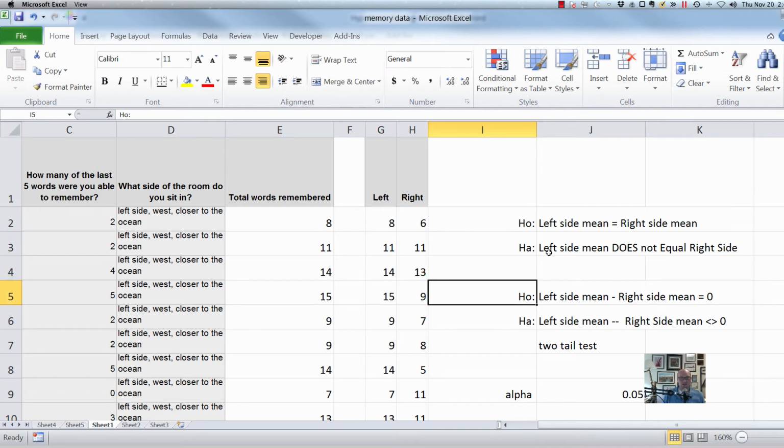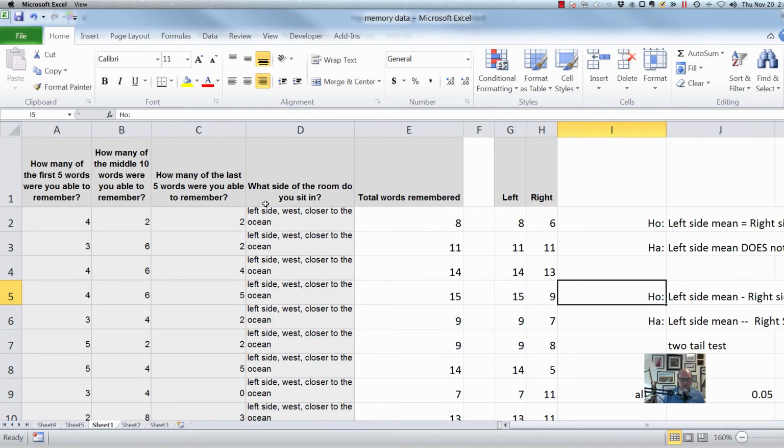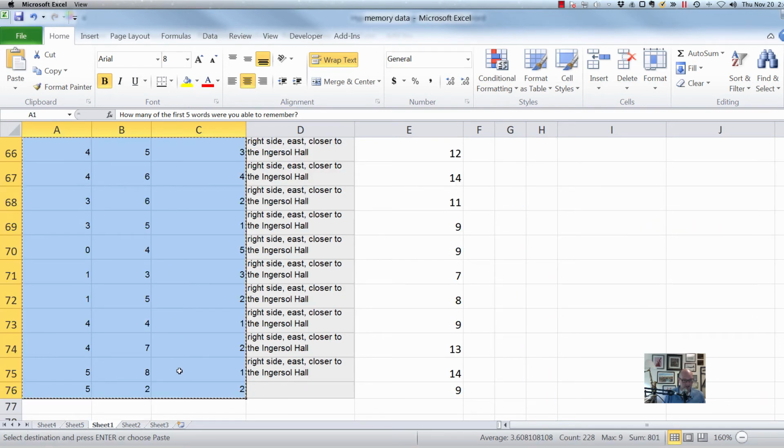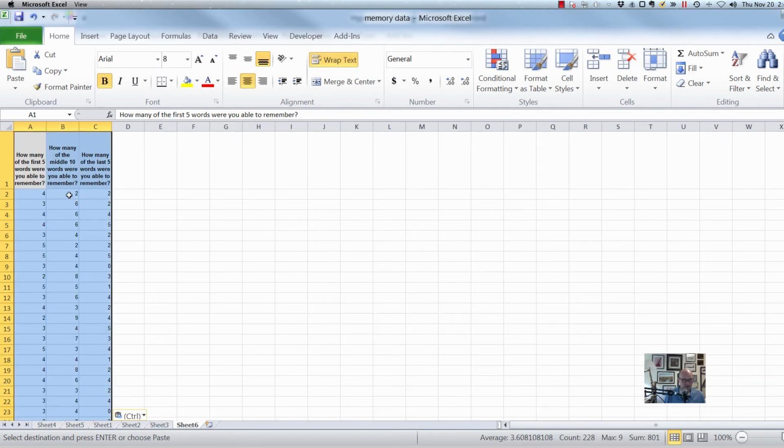All right, so here's the next test I want to do. I want to use the same data. So if you take a look at how I asked you to report what you saw, I asked you how many of the first 5 words you could remember, how many of the middle 10, and how many of the last 5. Some of the research that I do is about the phenomenon that we tend to remember things that happen to us at the end and also at the beginning better than we do in the middle. So I want to come up with a hypothesis about that. So in fact, I'm going to copy those 3 columns and start a new sheet just because this sheet's a little dirty now. I've got lots of stuff on it.